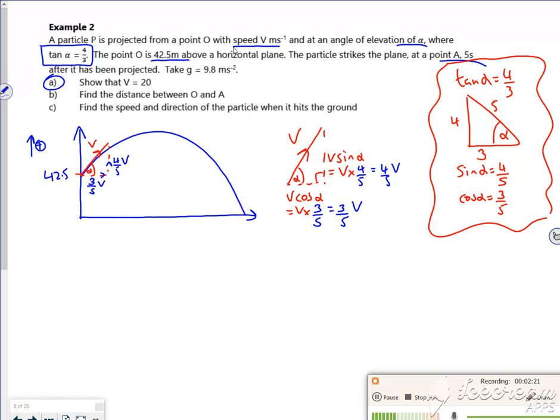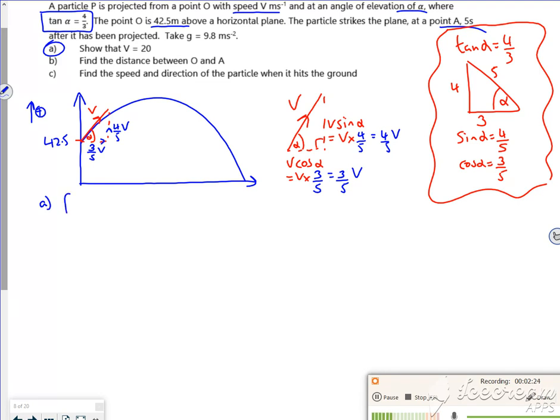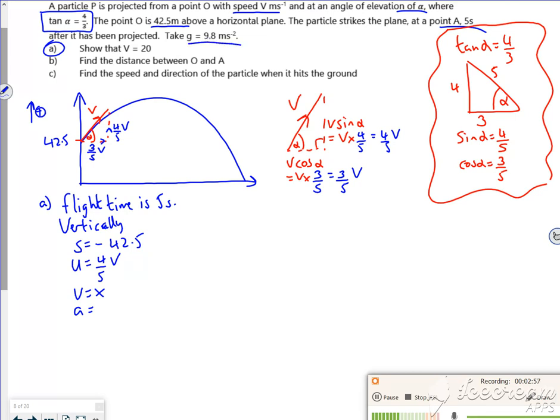So the question says, show that V is 20 for the first one. So look at the information I've got. The main information I've got here is that the flight time is 5 seconds. Right, so let's have a think then. My positive direction is going up. So vertically, the distance it drops is 42.5 meters below the point it was fired from. My initial velocity is 4/5 of V. Final velocity, not fussed about. Acceleration, it's 9.8, but it's fighting it, so it's minus 9.8.